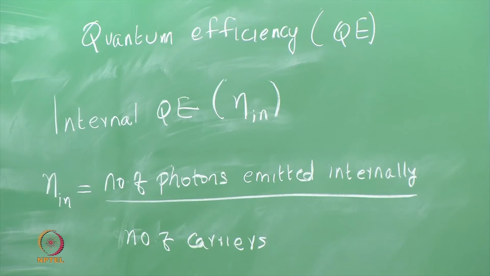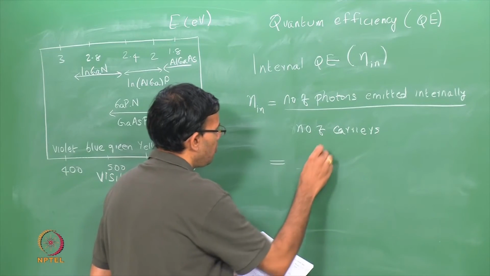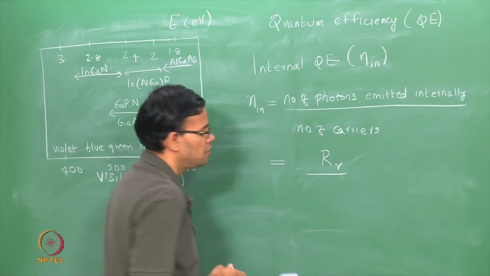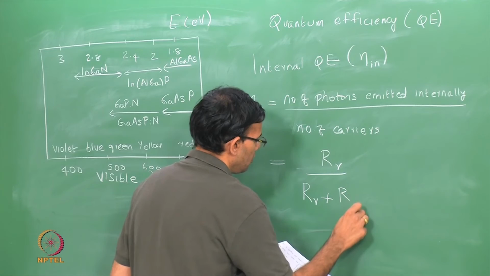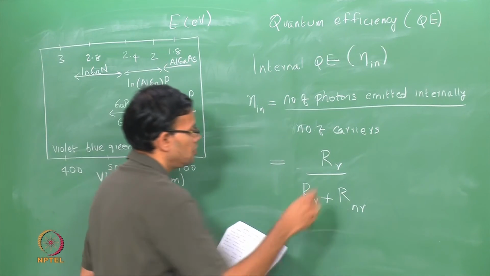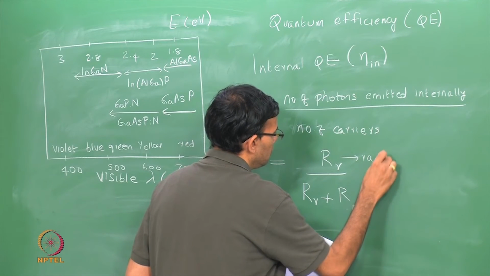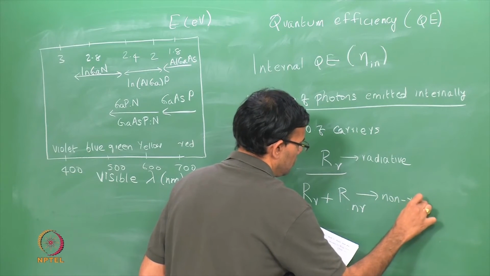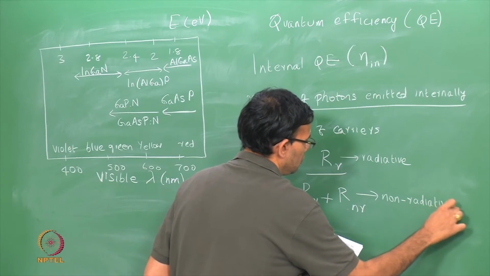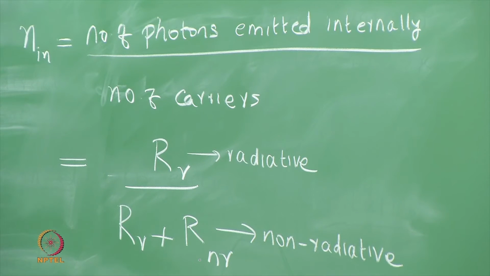So, this is nothing but the ratio of the recombination rate which is radiative to the total recombination. So, RR, which is the radiative recombination rate, divided by the total; this is radiative, this is non-radiative. For a highly efficient device, we want the internal quantum efficiency to be high, which means the radiative recombination rate must be much higher than the non-radiative part.